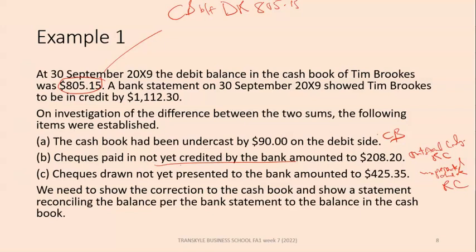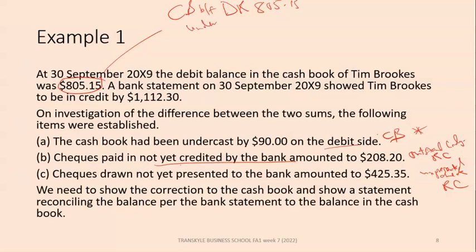Okay, so we know that the procedure is we first have to make sure that our cash book is smart and neat. So we have to update our cash book first. That's the first stage we have to do. So we have been given the balance brought forward here of 805.15. Then we have to correct it. We have to adjust it with the cash book error here. The cash book has been undercast on the debit side. So we have to add to this debit side.